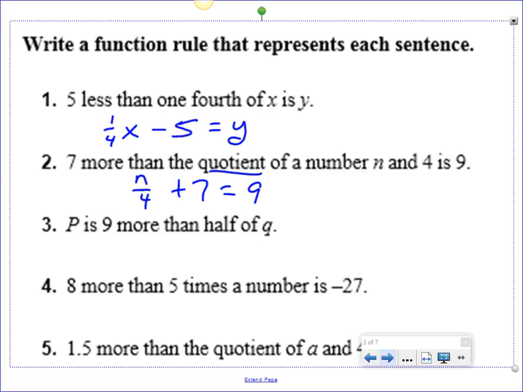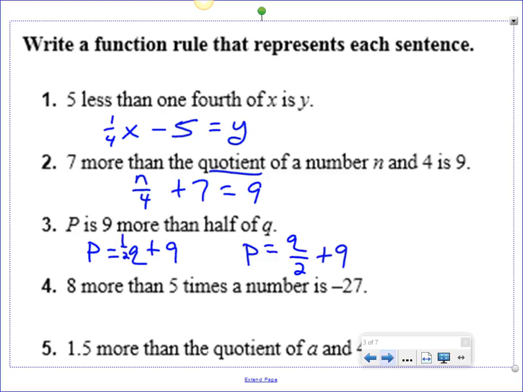Next one says P is 9 more than half of Q. So P is, which means equals, 9 more than half of Q. So we're going to take half of Q, and we're going to add on 9. Okay, another way that we could have looked at this, you could have taken your Q, divided it by 2, because that would also give you half of Q, and then add on 9.